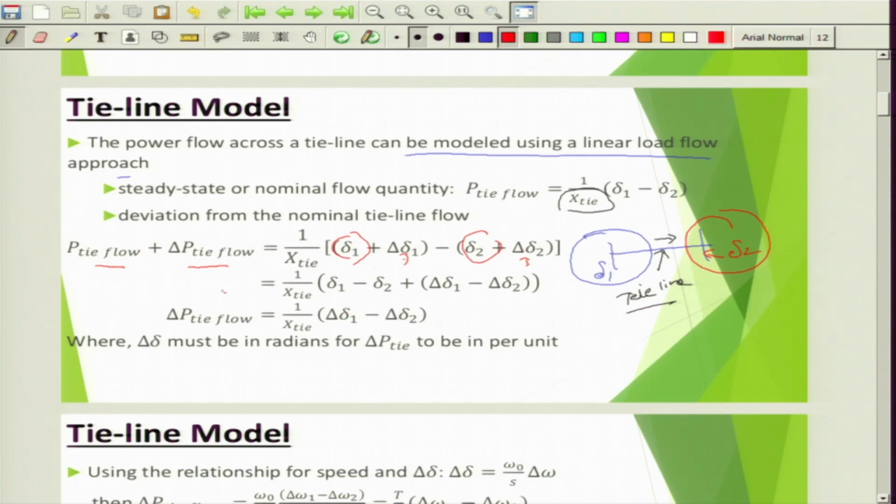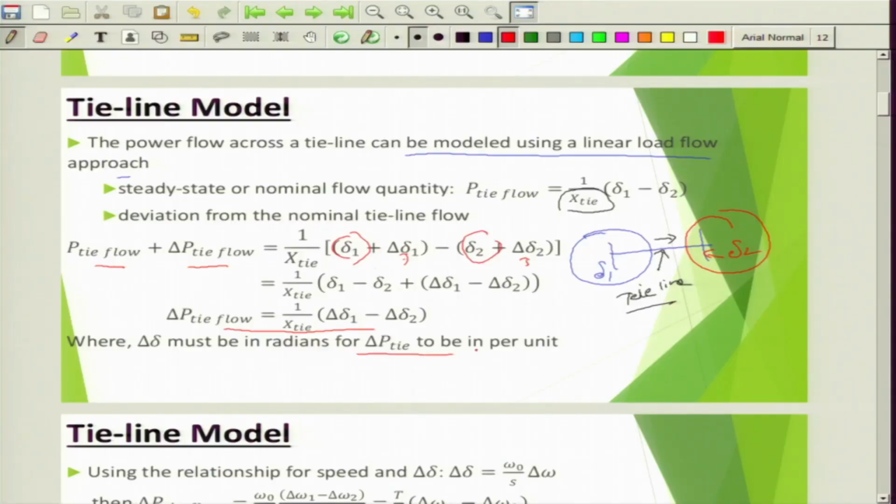Now ultimately delta P tie flow is nothing but 1 by XTI times delta 1 minus delta 2. So the change in power flow is associated with the change in phase angle of network 1 minus the change in phase angle of network 2, where delta must be in radians for delta P tie to be in per unit.